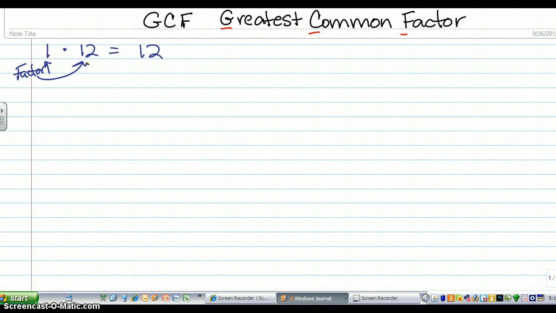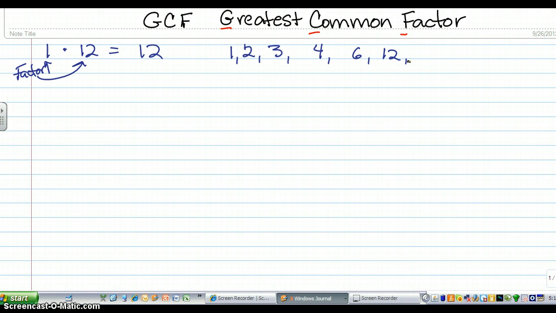Let's find all the factors for 12. We have 1 and 12, because 1 times 12 is 12. We have 2 and 6, because 2 times 6 is 12. And we have 3 and 4, because 3 times 4 equals 12. So the factors of 12 are 1, 2, 3, 4, 6, and 12.